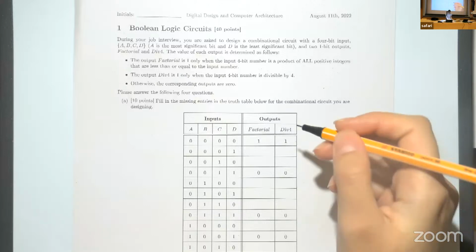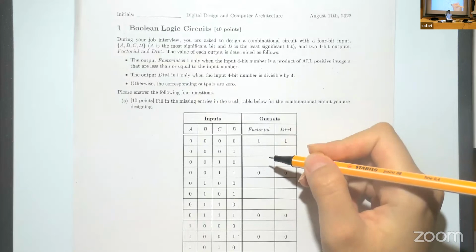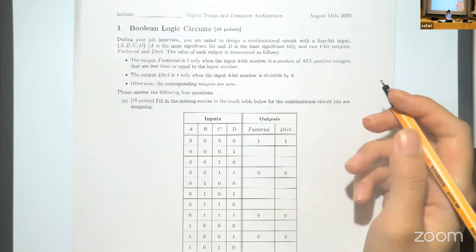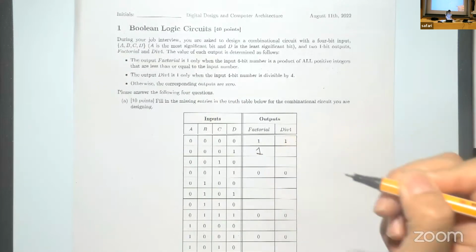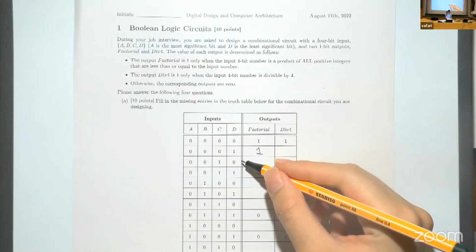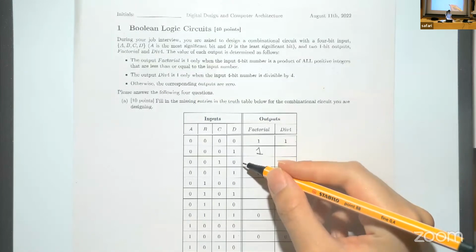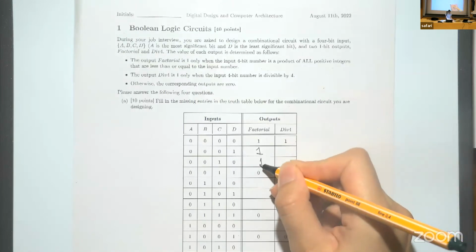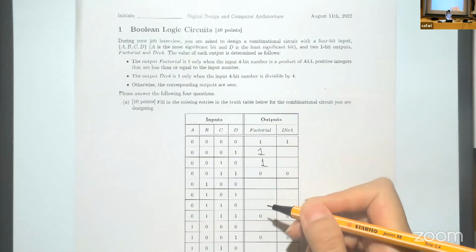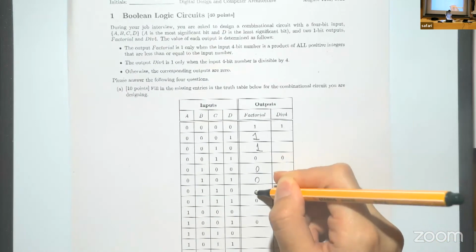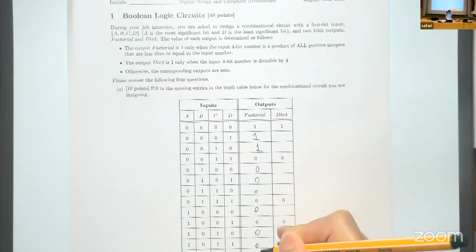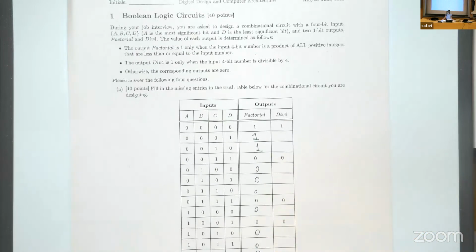The second entry is 1, and 1 is a multiplication of 1 and all the smaller positive numbers, which is none. So this is 1 for factorial. And the next input is 2. 2 is a multiplication of 2 and 1, so this is also 1. If you go through the same description for all the other numbers, you will see that it's never the case for any other numbers. So all the entries should be 0 for the remaining ones.